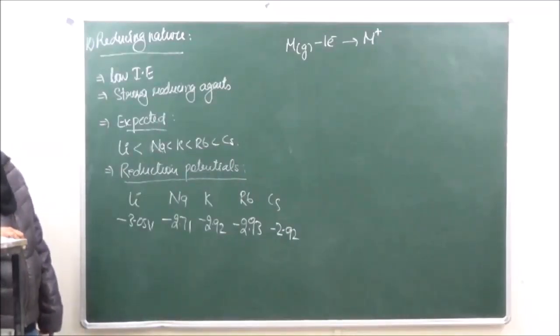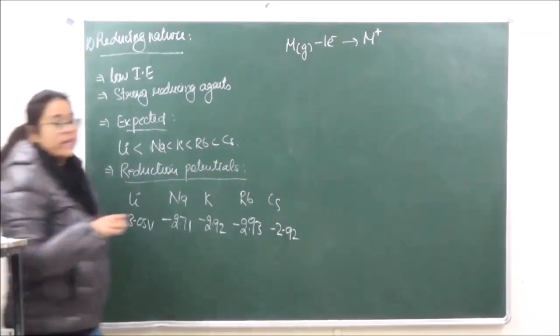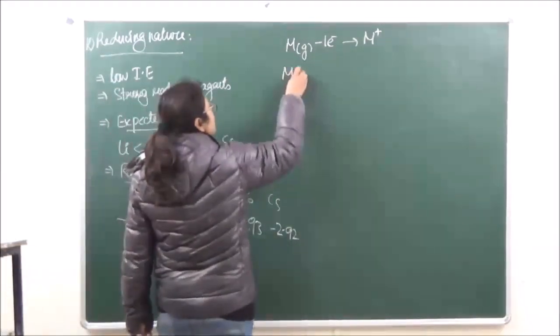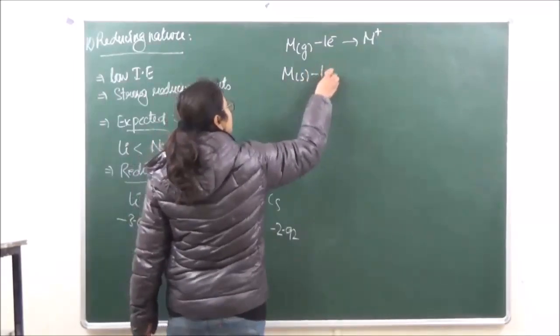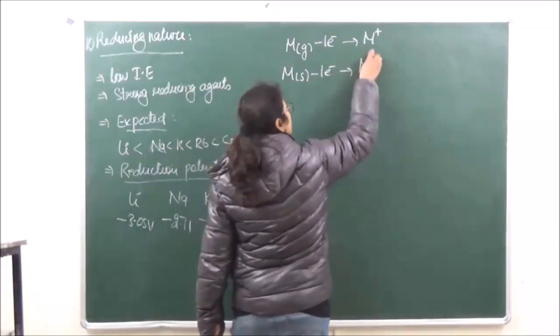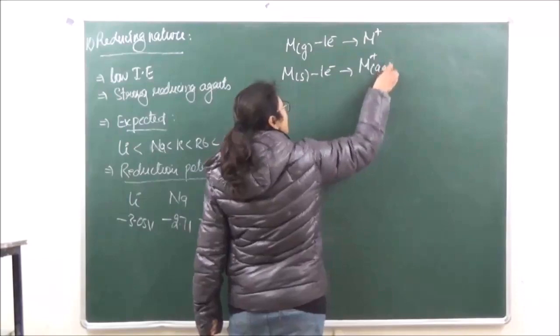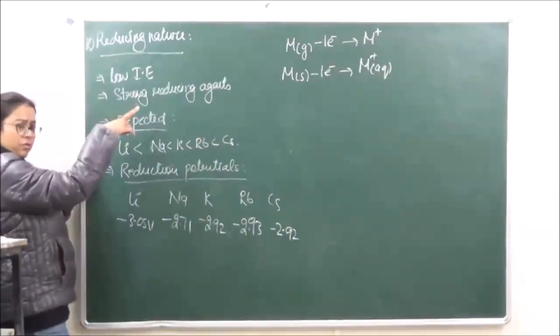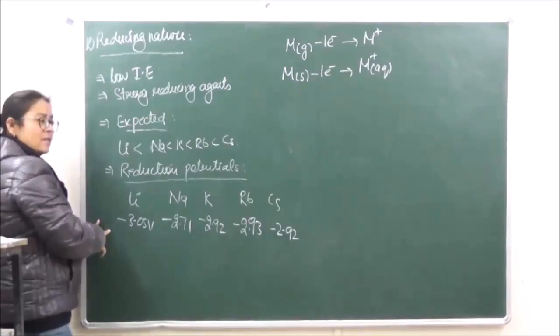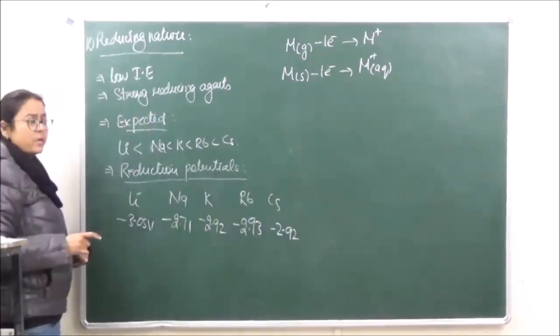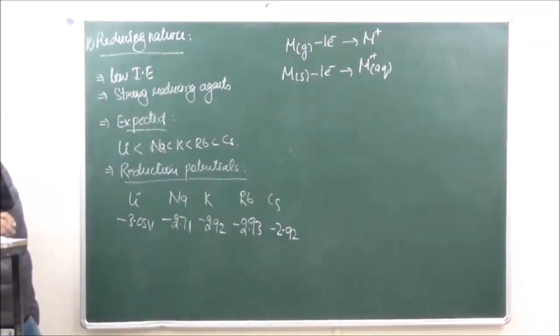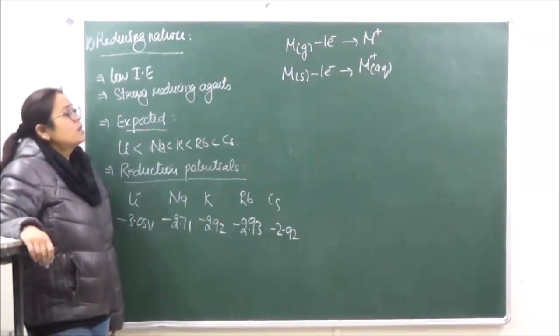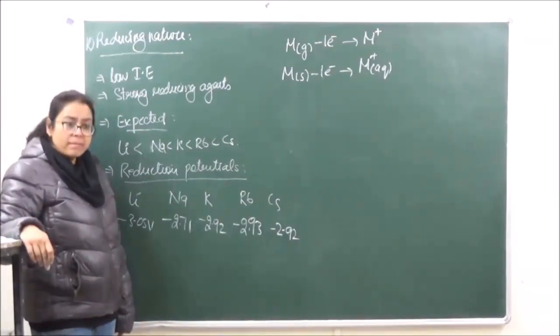While oxidation potential is taking place, that is going to involve the following change: M solid minus 1 electron to go into M positive aqueous state. So the first trend is according to the first equation. The second values are according to the second equation. Now the second equation is going to be fulfilled in 3 different steps.